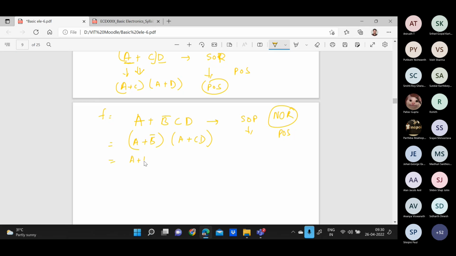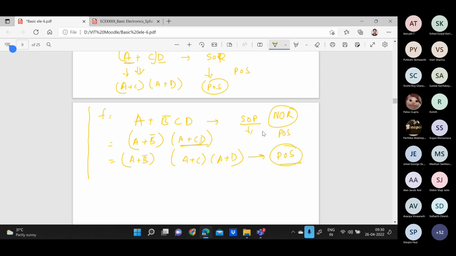Again, this is A plus B bar. Okay, and for this also you can open it, right? So it will be A plus C and A plus D. Now you can see this is in the POS form. So like that, if any function is there, first check whether it's in the SOP form or POS form.